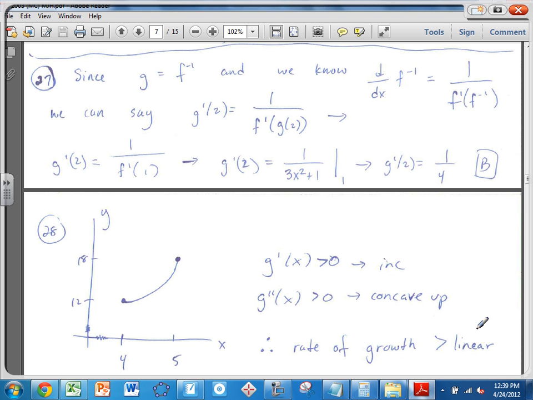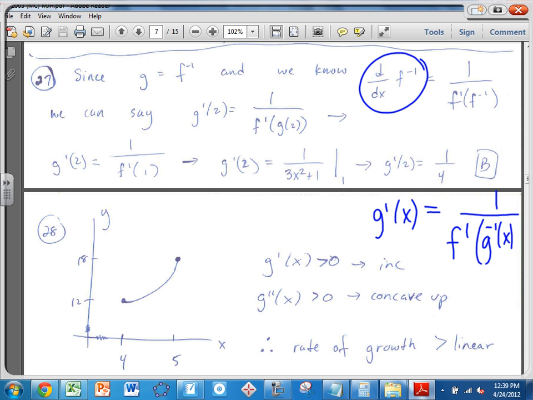Let's just make sure we're clear. If you want to know what the derivative of an inverse function is, you do 1 over the derivative of the other function. This sounds weird. What is f negative 1 really, in this problem? What was f negative 1 defined as? G of x, right? So if you want to find g prime of x, it's really equal to 1 over f prime of g inverse of x. That's the rule you want to write down.